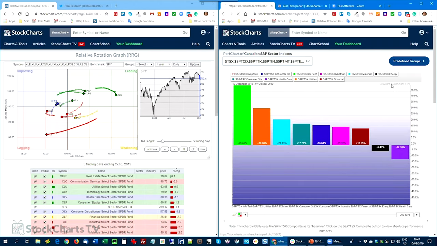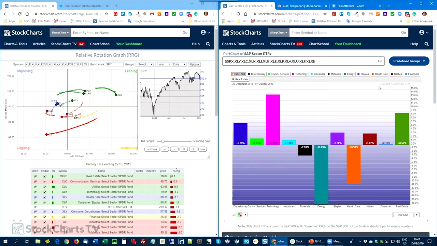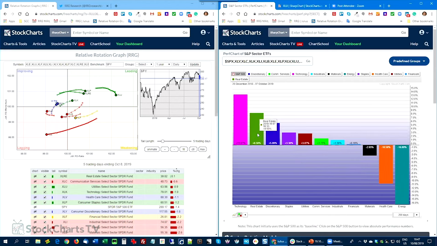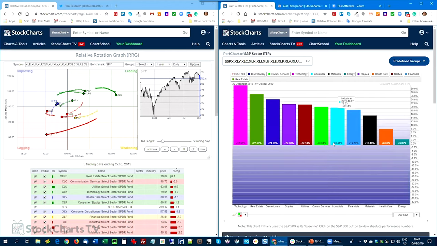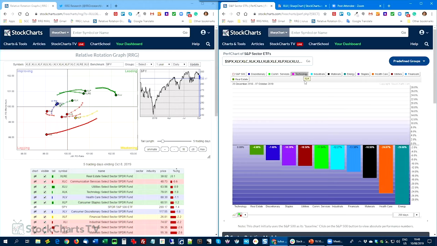So if we go back to sector ETFs, this is now unsorted. Sort on, here you go. This is relative to the S&P 500. If I tick it off, it's in absolute terms. If you want to make it relative to, I don't know, say technology, you just tick that box and now this is all against technology. So technology is the baseline now, and this is what is there. So that's how you do that.